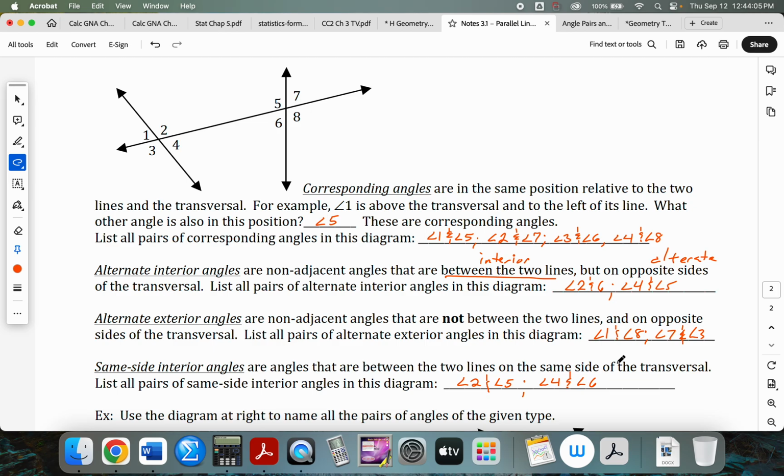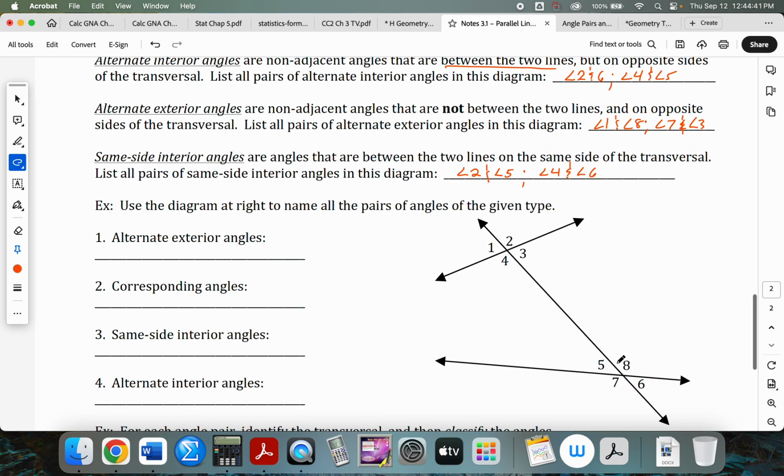Now at this point, if you were real observant, you might go, well, there are alternate interior and alternate exterior, and then there are same side interior. Why aren't there same side exterior? Well, there are. Your book just doesn't talk about them. You're welcome to use them. They work the same way that same side interior angles work. So, for example, angle 1 and angle 7 would be same side exteriors. And 3 and 8 would be same side exteriors.